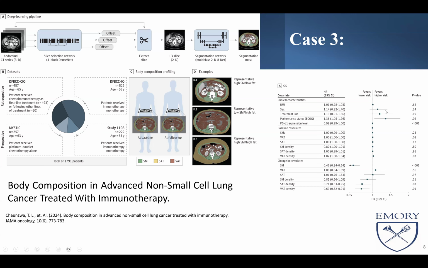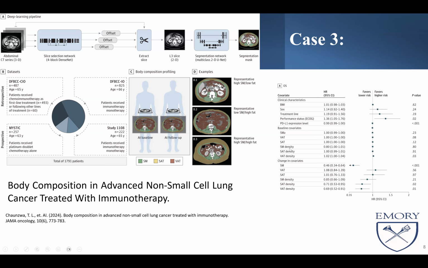If you look at all these results, the first four are not statistically significant, and they are looking at clinical data that doctors normally look at, like the BMI, the sex, the treatment, and the like. But when they look at the PDL1 expression level, it was statistically significant, which makes a lot of sense because PDL1 expression level is what doctors actually look at.